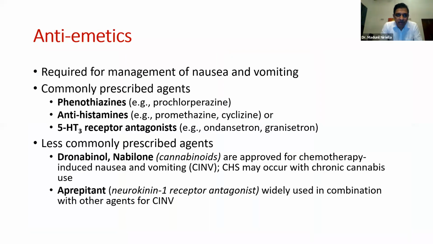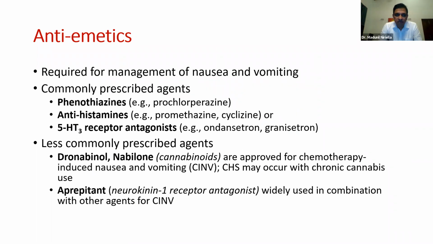Then we come to the anti-emetics. They are required for management of nausea and vomiting. Commonly prescribed agents are phenothiazines, an example is chlorpromazine; antihistamines like cyclizine and promethazine; and 5-HT3 antagonists such as ondansetron and granisetron. These are the most commonly prescribed antiemetics.